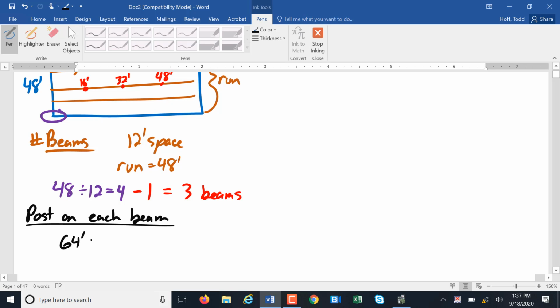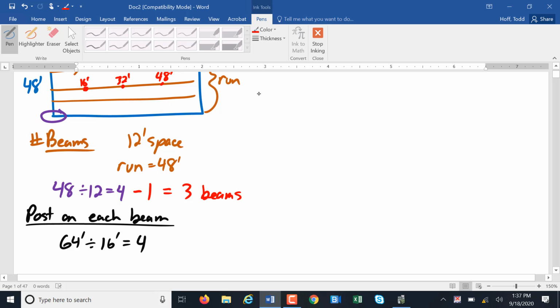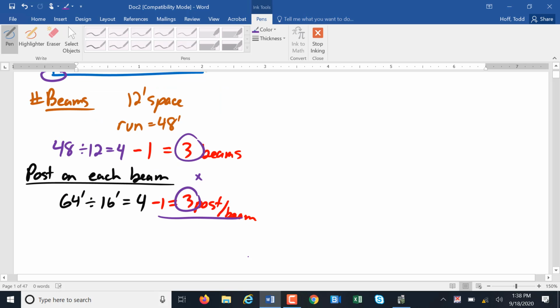64 feet of run divided by 16 feet of spacing is 4 again. But once again, we don't need a post at the beginning or at the end, so we subtract 1. That is 3 posts per beam. So our total posts, we have 3 beams times 3 posts per beam, gives us 9 total posts that are going to be needed. Oh, I can't write today. There we go.